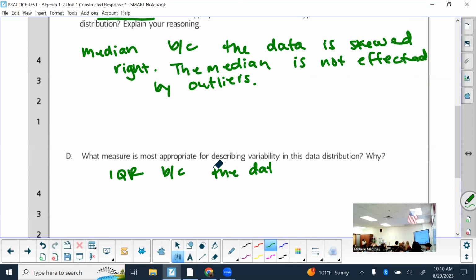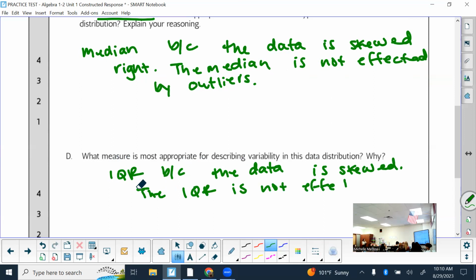Basically the same reason from up here. Because the data is skewed, the IQR is not affected by outliers. Whereas the standard deviation is affected by outliers. All right, IQR is that middle 50% of the data, not the entire data itself. So it's not affected by outliers. Good on that one. All right, we'll come back to number 3 later.